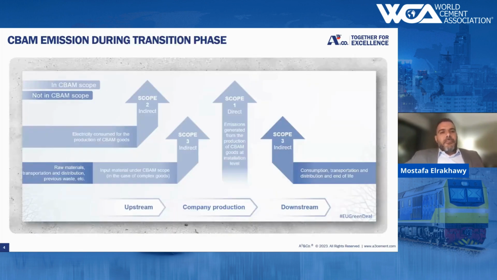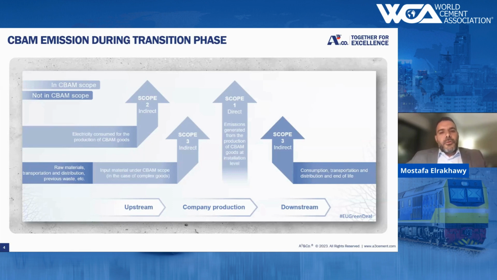So what is the scope of CBAM? CBAM scope currently, for the cement industry, will take into consideration scope 1 direct emissions, which are process emissions, as well as fuel combustion emissions for the kiln fuels and non-kiln fuels as well. Companies should also report their indirect emissions, which is electricity consumed from outside the company, if the company is not producing its electricity by itself.